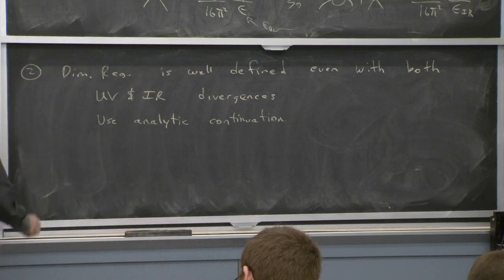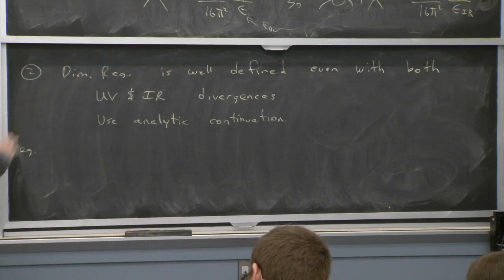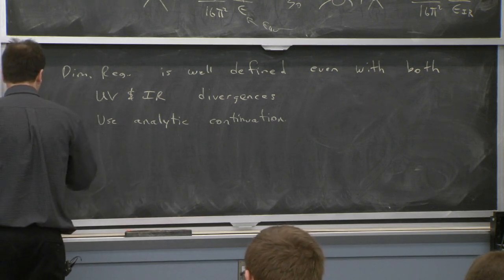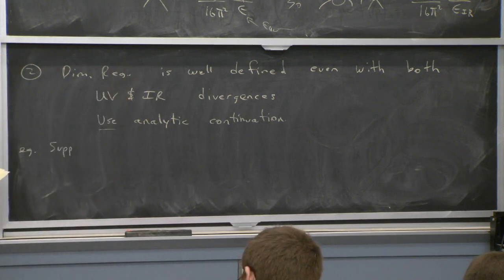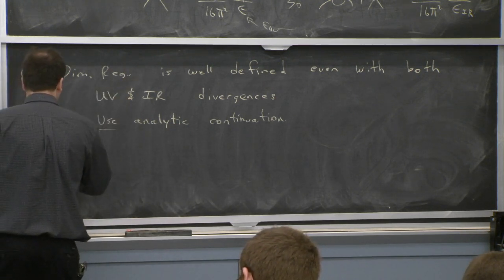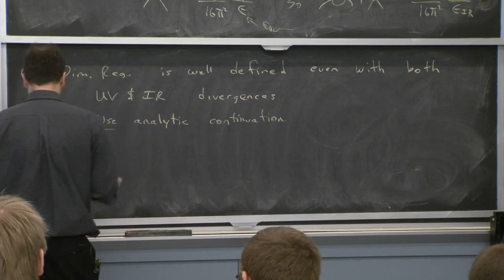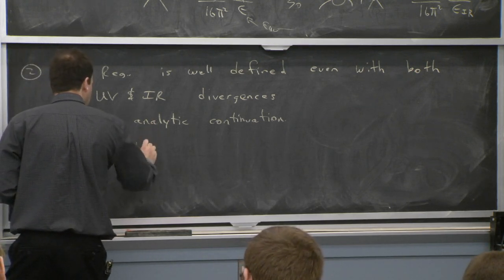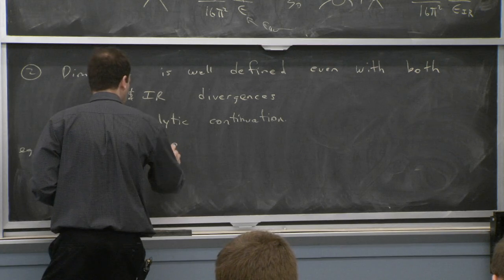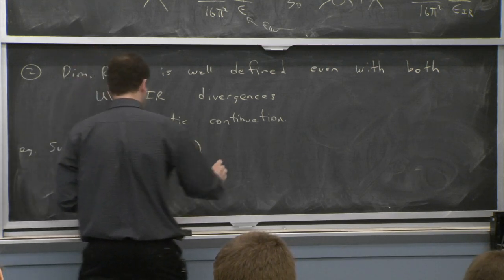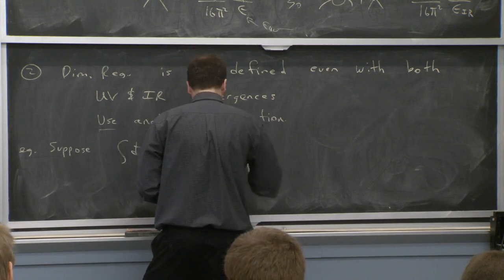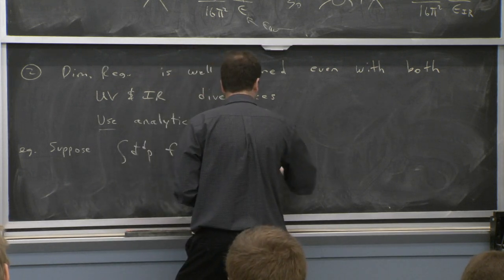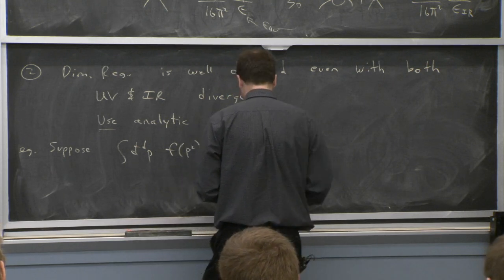So let me give you a little example, which is not exactly related to this, but will allow me to show you both how you use analytic continuation and how you could think about separating UV and IR poles. So we'll start out just by thinking about analytic continuation. So suppose I had some integral. So what does analytic continuation mean? Or how should I construct it?